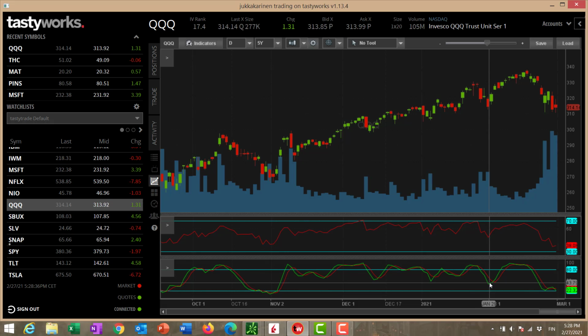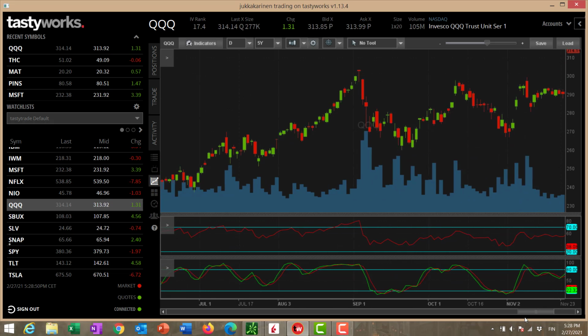Here at this pullback, the cross above was a nice buy signal. Here again it was an alright buy signal. Here again it was an okay buy signal. So this stochastic oscillator can be used for generating buy signals as well.